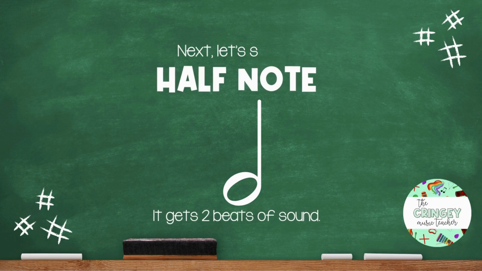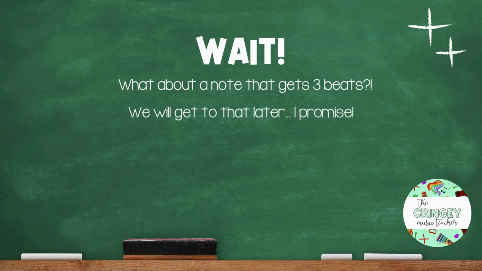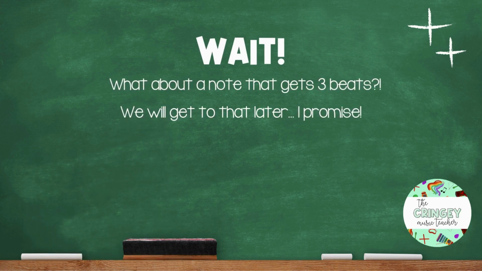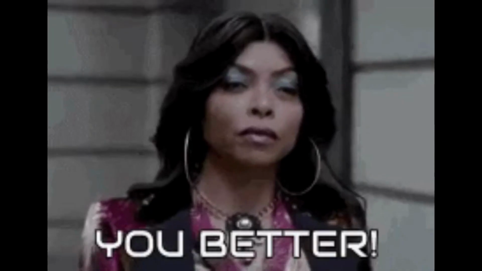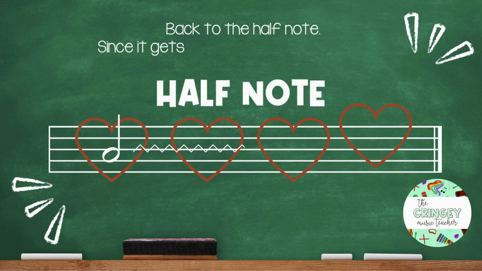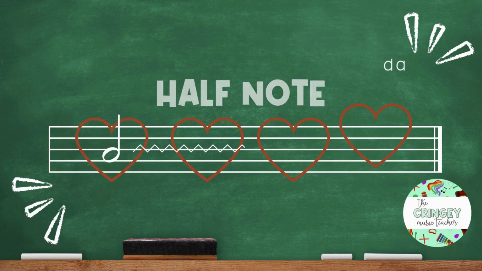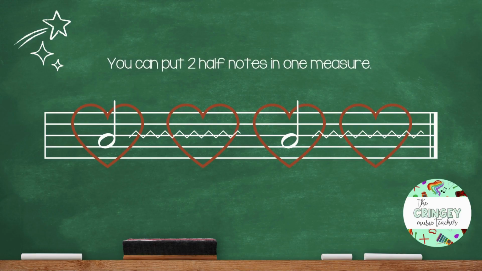Next, let's see the half note. It gets 2 beats of sound. Wait, what about a note that gets 3 beats? We will get to that later, I promise. Back to the half note. Since it gets 2 beats of sound, it takes up half of the measure. That's why it's called a half note. Yeah, that makes sense. You can put 2 half notes into a measure.